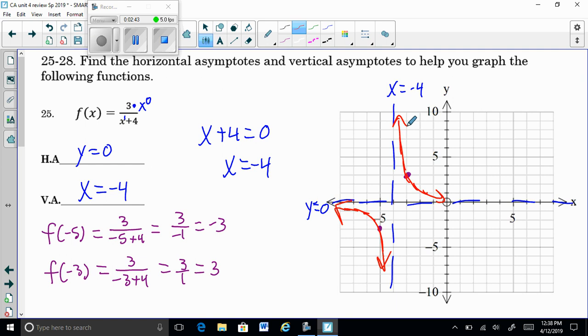Now this one is pretty straightforward, not too bad. The next one shouldn't be too bad either. But eventually we'll get multiple vertical asymptotes, and you just have to find a couple additional points, but it shouldn't be too bad.